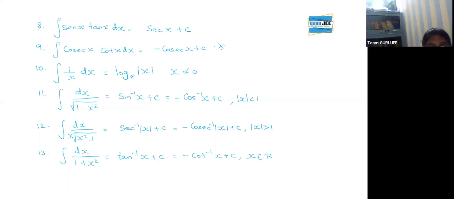Minus cot x, minus cosecant x, minus cos x. That is 3 minus. And in inverse, second formula, all formulas have negative signs. Totally 6 formulas have negative signs.